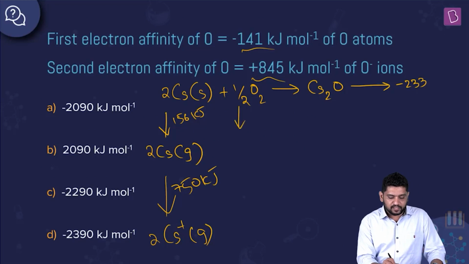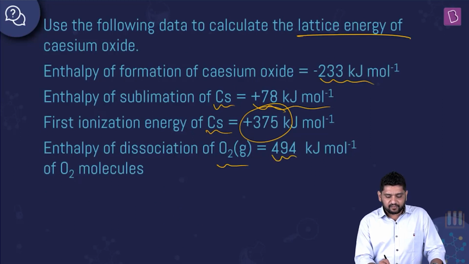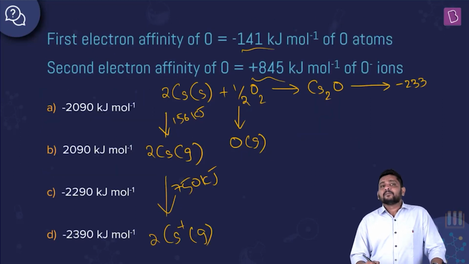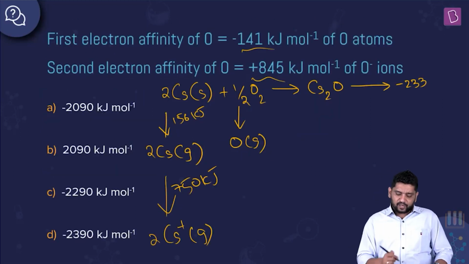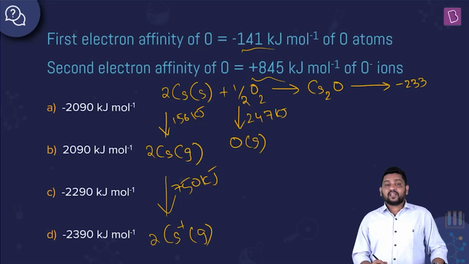Now, first of all, this is converted into oxygen gas. Half of the bond dissociation energy is what is going to be required. The enthalpy of dissociation of oxygen molecules is given as 494 kilojoule per mole, but we only have half a mole. So 494 divided by 2 is 247. So 247 kilojoule will be involved here.